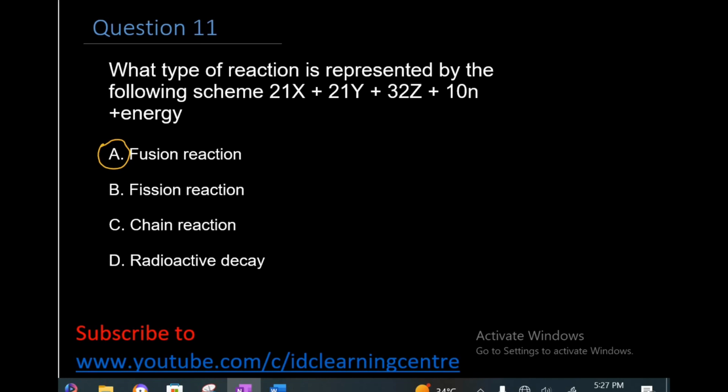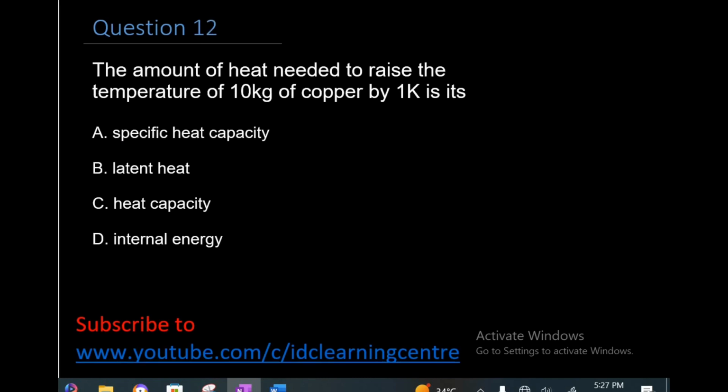So the next question, question 12. It says the amount of heat needed to raise the temperature of 10 kg of copper by 1 Kelvin is blank. A, specific heat capacity. B, latent heat. C, heat capacity. And then D, we have internal heat. So the correct option for this question is C, heat capacity.